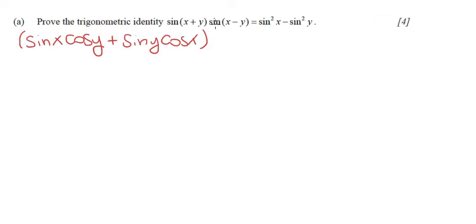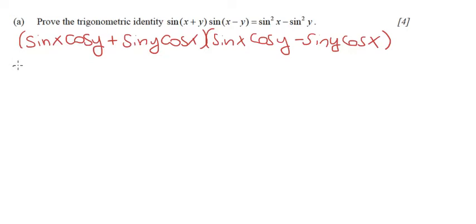Our next one, our sine x minus y, you can rewrite that as sine x cos y. So the exact same thing. The only difference here is you have a minus sign. So minus sine y cos x. All right. Your next step would be to FOIL this out.